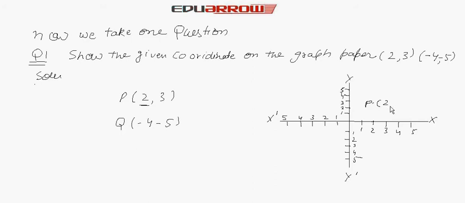This is minus 4 and minus 5. First we go on the left side of the y-axis because it contains the minus sign. 1, 2, 3, 4, here 4, and minus sign from the x-axis, 1, 2, 3, 4, 5, here 5 and 4, so this is the point here. It is the Q point, (-4, -5).